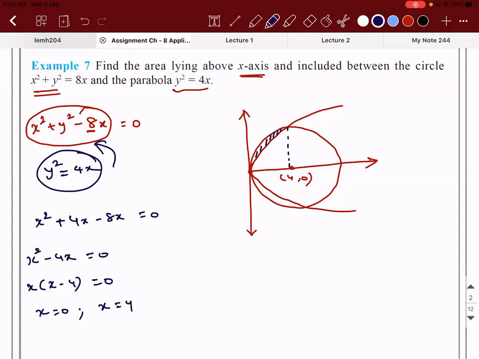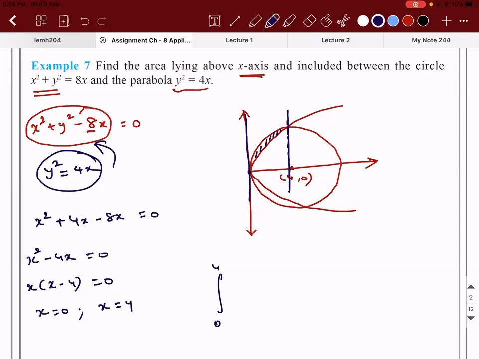What is the meaning of this? X is equal to 0 is the y-axis. X is equal to 4 is a line parallel to y-axis. So what are the limits? Integral of, tell me the limits. 0 to 4. Correct. You're integrating with respect to x. So when you're doing with x, what is the upper curve and what is the lower curve? The upper curve, check it properly.